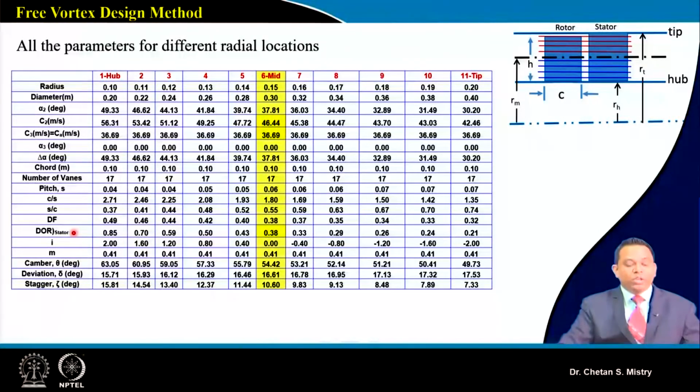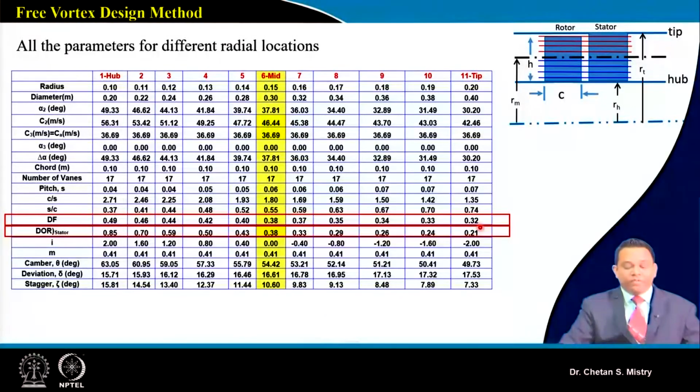Okay. Now, in this case, this incidence angle, as we have discussed, needs to be varied in a range. So, just look here, this is 2 degrees, 1.6, 1.2, 0.8, 0.4. So, accordingly you need to make your assumption. Looking at the diffusion factor calculation, it says my diffusion factor at the hub is coming 0.49 and at the tip it is coming 0.32.